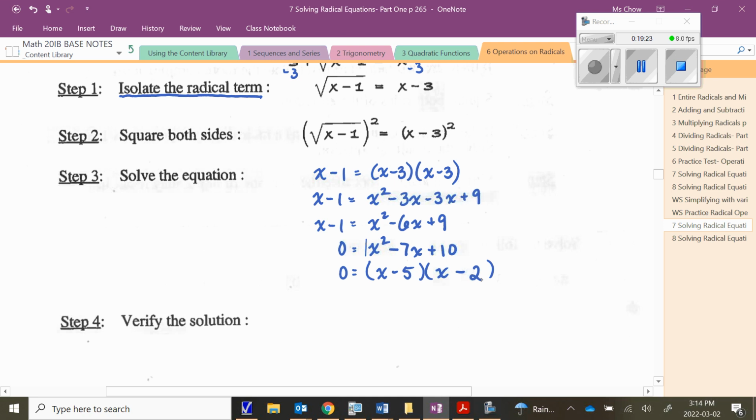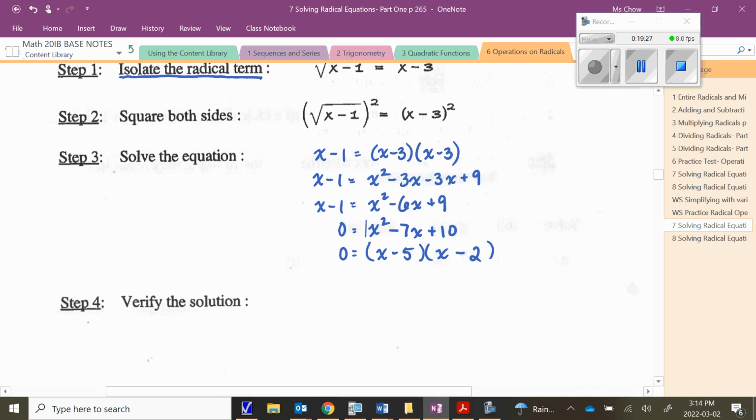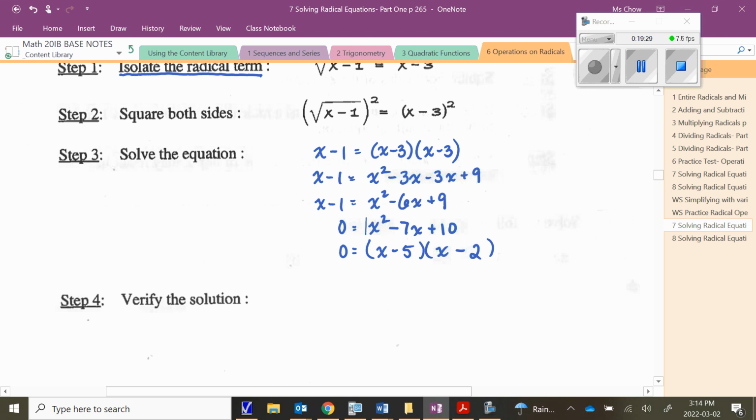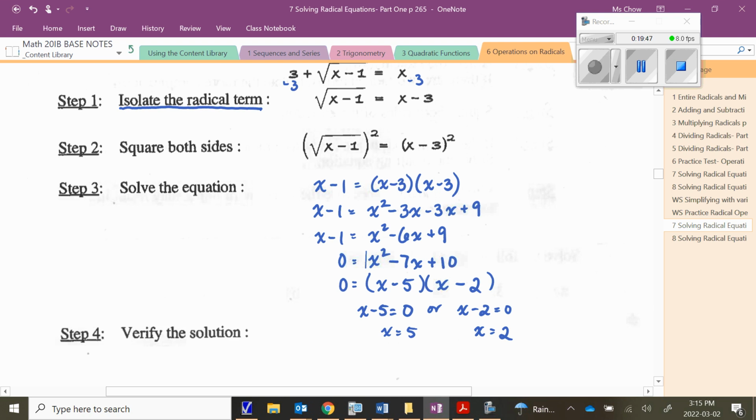And back to our zero product law, that means if a times b equals 0, then one of them must be equal to 0. So we've got our two mini equations, x minus 5 equals 0, or x minus 2 equals 0. So x equals 5 or x equals 2. So in order to verify, there's a few things that we need to do.